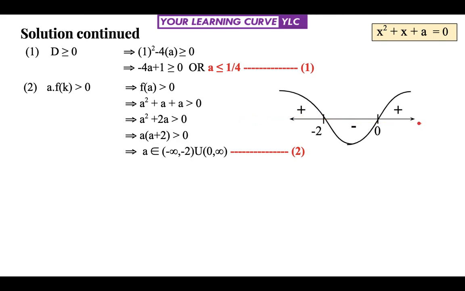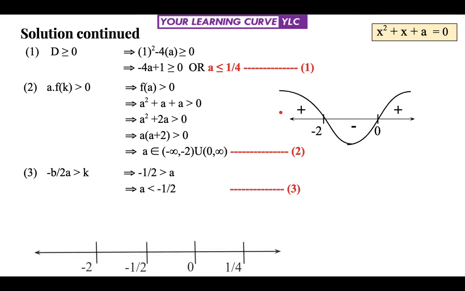When we use the method of intervals, we get the numbers 0 and minus 2, so we plot them on the number line. Both the powers are 1, so we'll be changing the sign every time we cross a factor. So plus, minus, plus. For positive, a will be belonging to minus infinity to minus 2 union 0 to infinity. Third inequality, minus b by 2a, minus b is minus 1 and a is 1. So minus half is greater than a, or a is less than minus half.